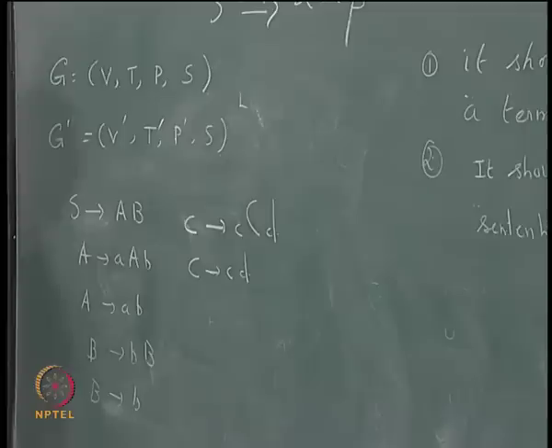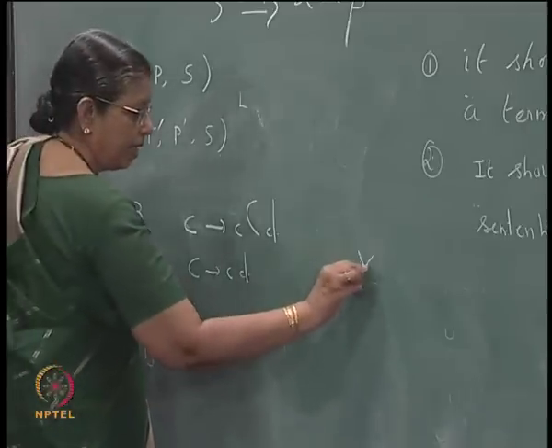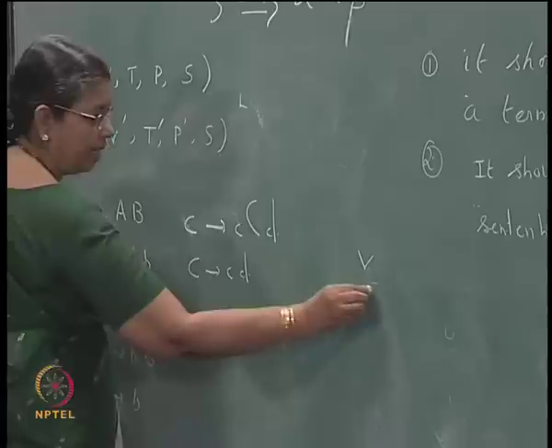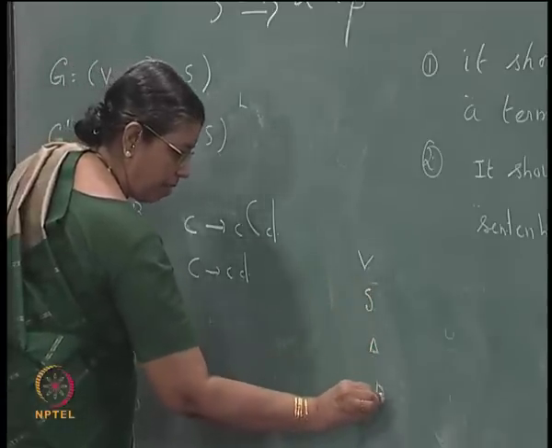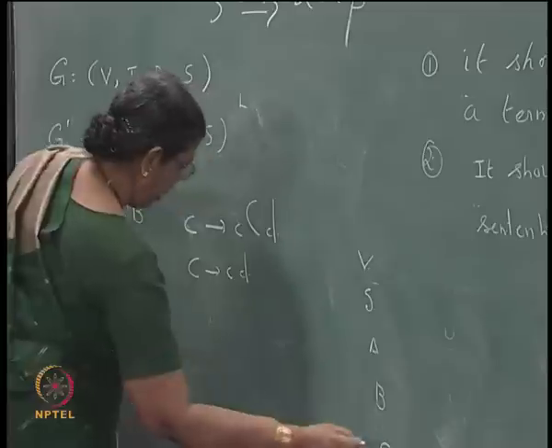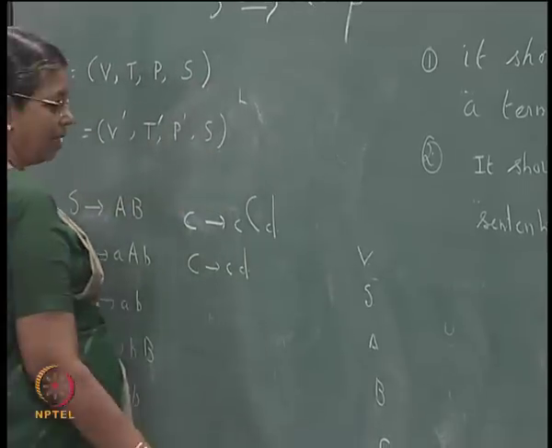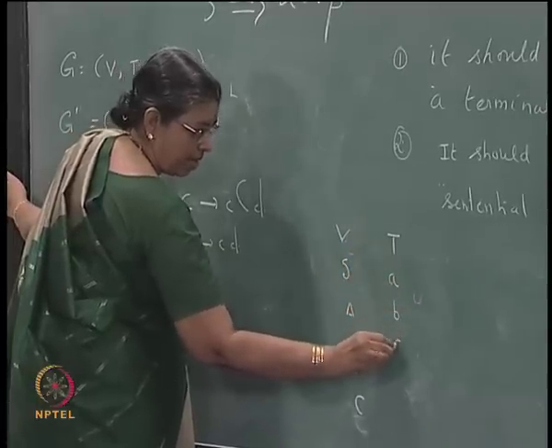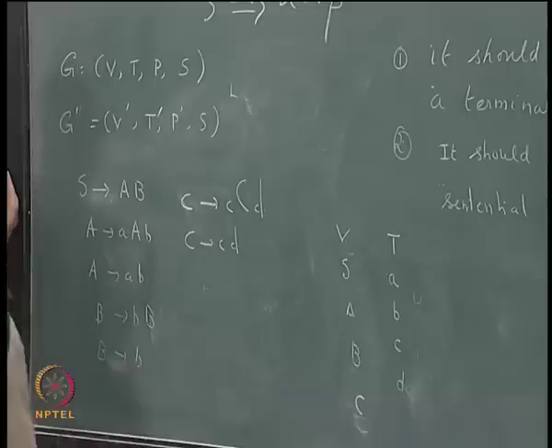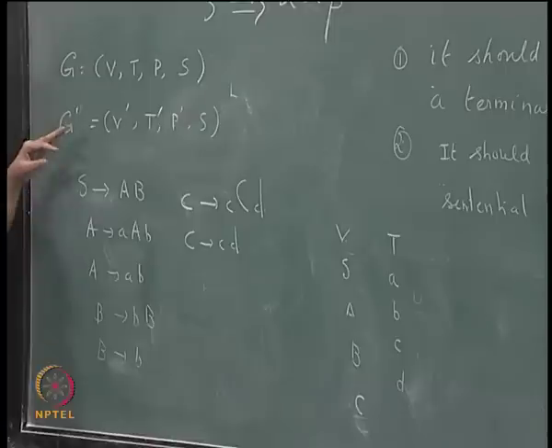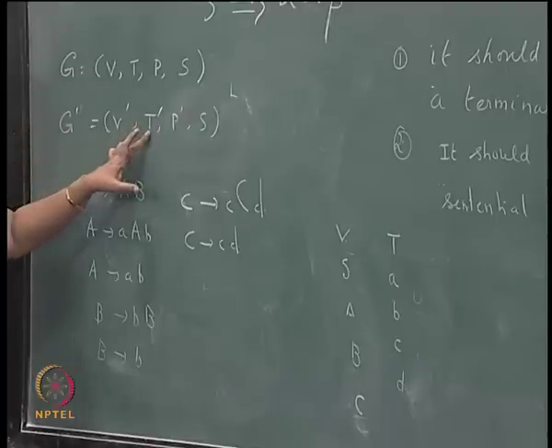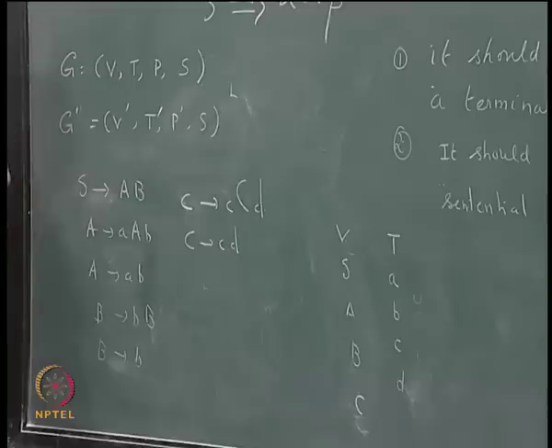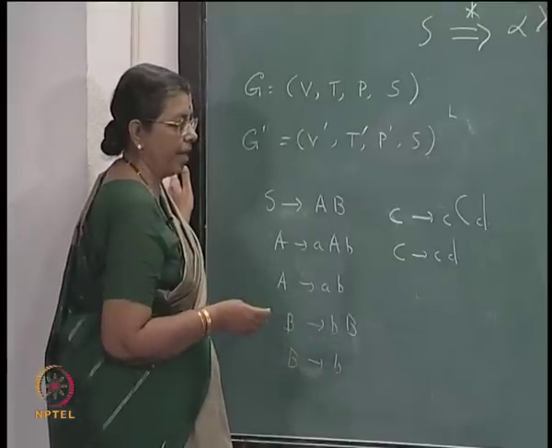Grammar something like this. Here what are the non-terminals? The non-terminals here are S, A, B, C. The terminal symbols are a, b, c, d. Now, from this we want to construct another grammar G dash, where the non-terminals will be a subset of V, terminals will be a subset of T, P dash will be a subset of P, such that from S it should be possible to get a sentential form in which each one of them occurs.